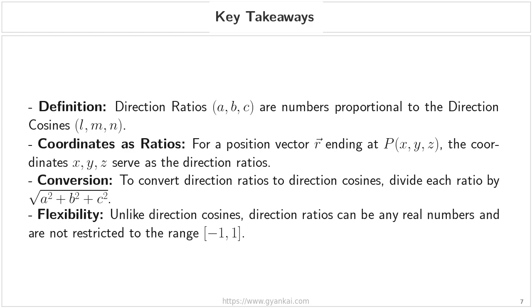Finally, I want to highlight the main advantage of using direction ratios: their flexibility. Unlike direction cosines, which are strictly constrained to values between -1 and +1, direction ratios can be any real numbers you like. This freedom makes them much easier to work with in complex 3D geometry problems. All right, we have covered a lot of ground today, so let's take a moment to recap the key takeaways from this lesson to ensure everything is clear before we move on to some common pitfalls. Now, before we wrap up, let's look at some common mistakes students make, so you can avoid them in your upcoming assignments.